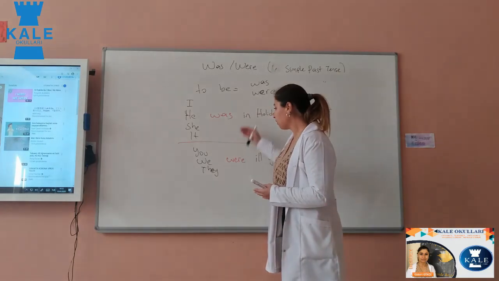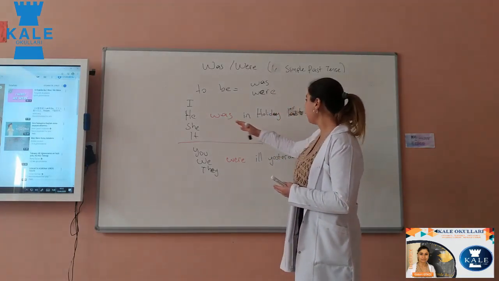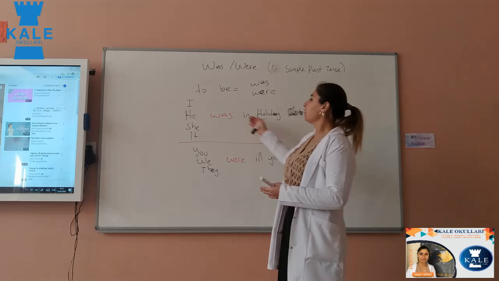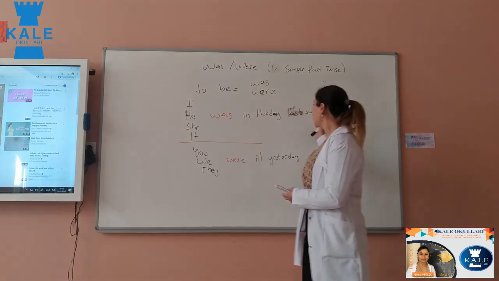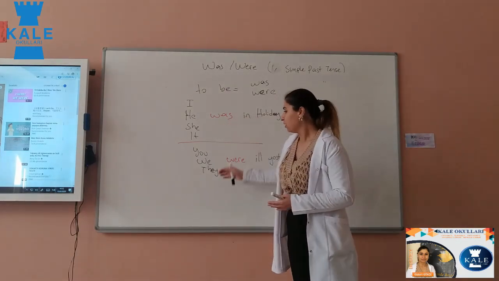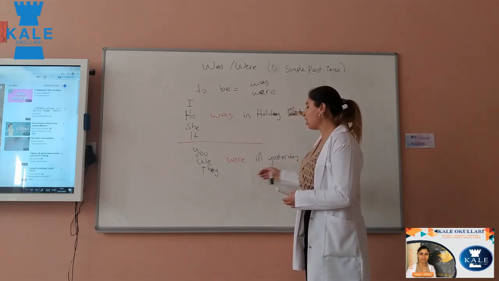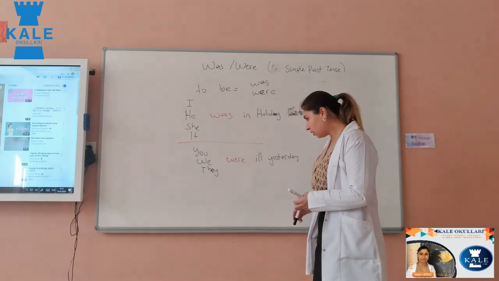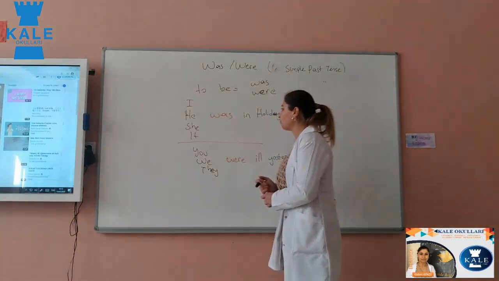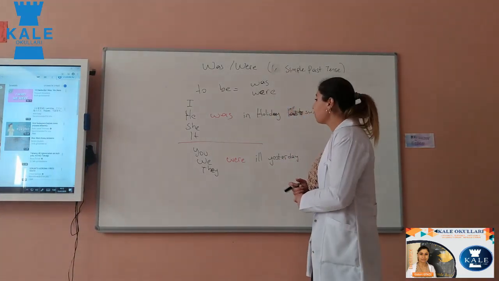Was verb. Ben geçen yaz tatildeydim. O geçen yaz tatildeydi. Biz dün hastaydık. Sen dün hastaydın. Yeah, if we translate, we can understand that.